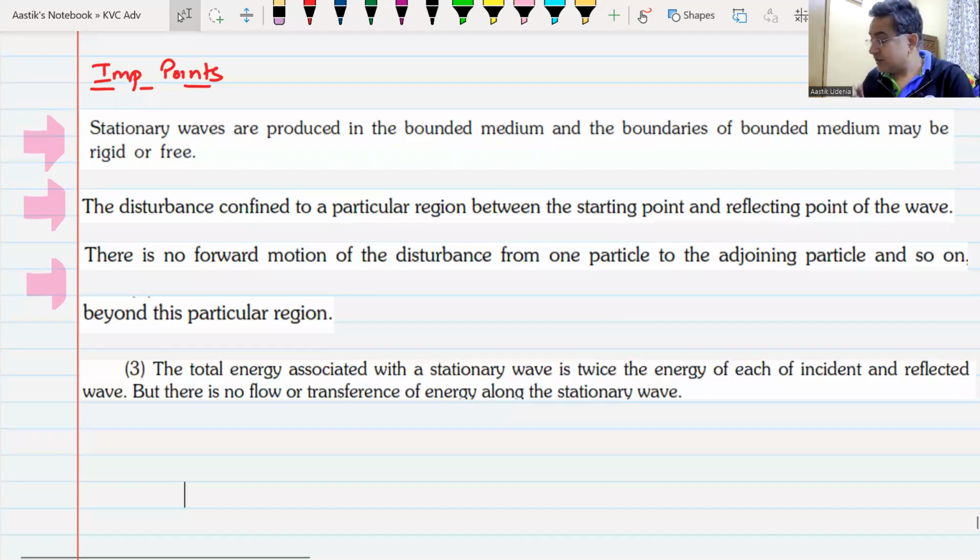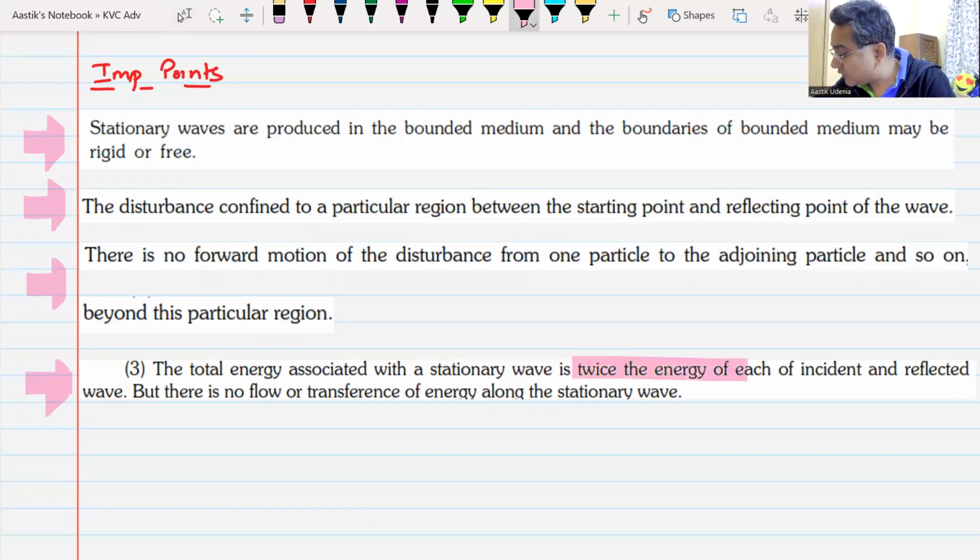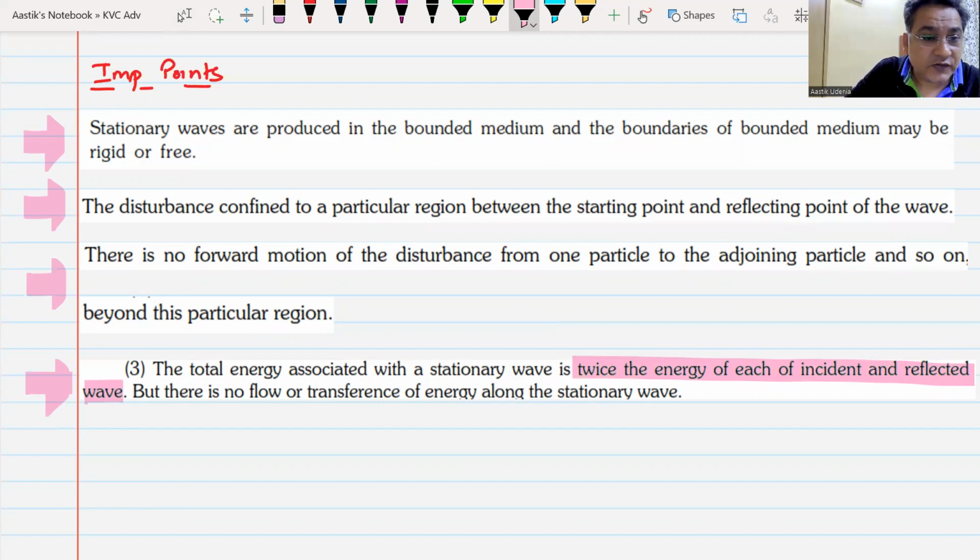Now remember, the total energy associated with a stationary wave is twice the energy of each of the incident and the reflected wave. But there is no flow or no transfer of energy. Do we understand this? There is no transfer of energy between the nodes. The energy does not get transferred. You must understand this. Energy does not get transferred.